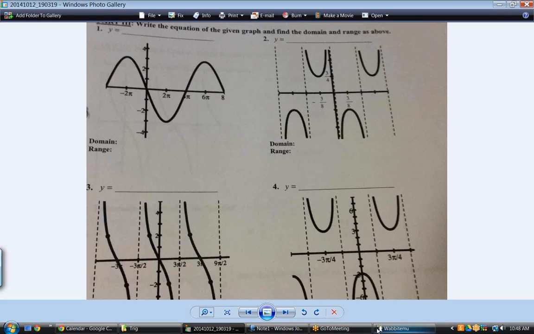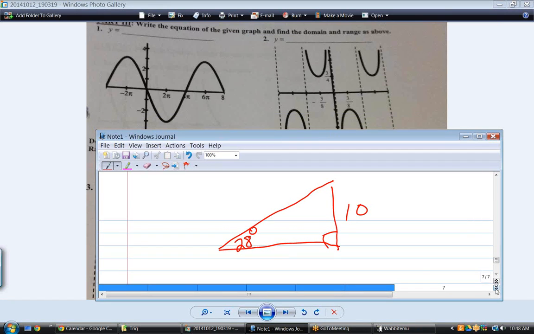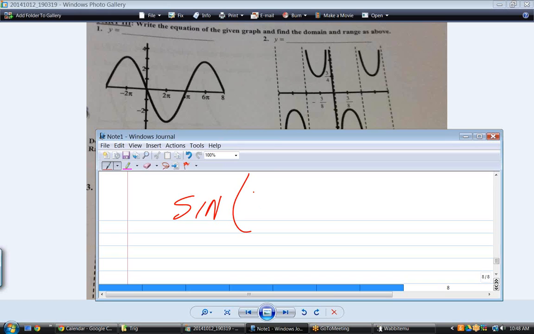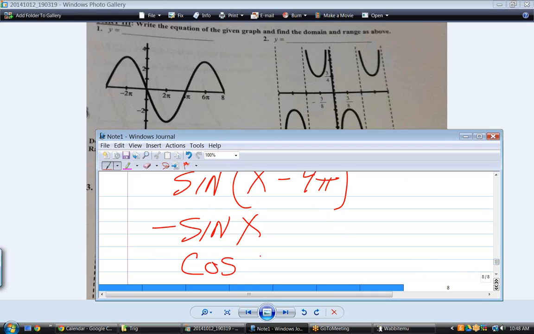In other words, let's just go through that. That might be helpful, actually. There's a lot of ways to state this curve. As I said, it is the sine curve of x minus 4 pi. It's also the negative sine of x. And thirdly, it is the cosine of x plus 2 pi, phase shifted to the left instead of the right.